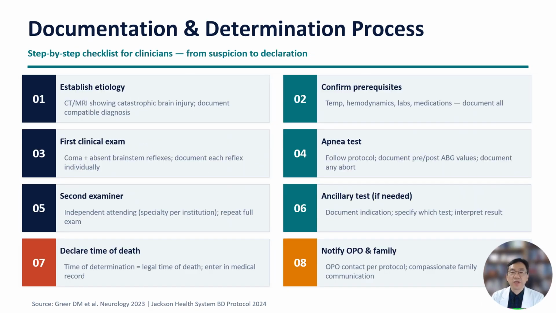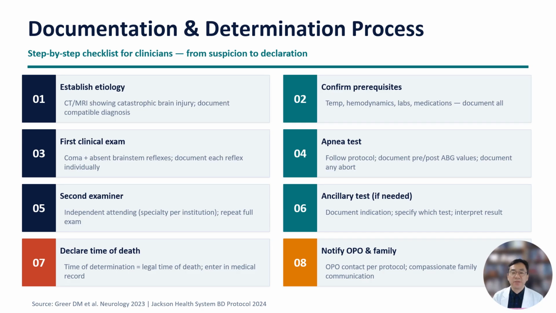Let's quickly walk through the step-by-step checklist for clinicians. Step 1. Establish the etiology. CT or MRI showing catastrophic brain injury with a documented compatible diagnosis. Step 2. Confirm all prerequisites: temperature, hemodynamics, labs, medications, and document every single one. Step 3. First clinical exam. Coma plus absent brainstem reflexes. Document each reflex individually in the medical record. Step 4. Apnea test. Follow the protocol. Document pre and post ABG values and document whether it was completed or aborted and why.